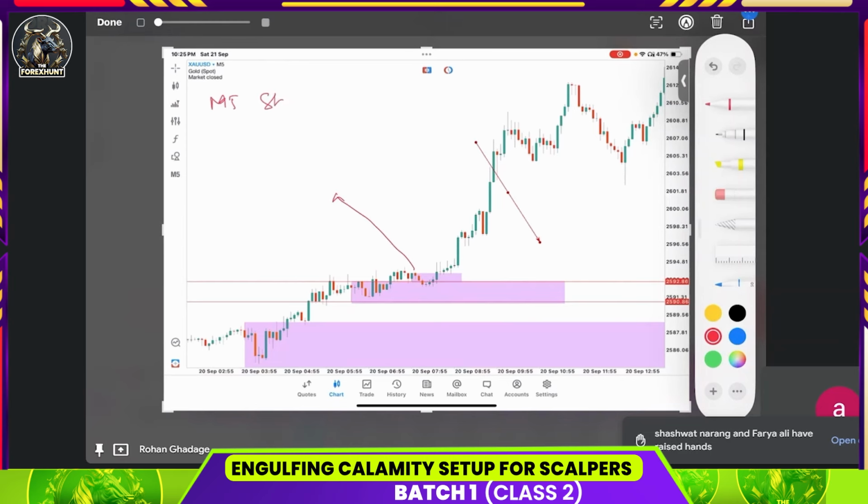M5 should be touching the box, touching M30. This M30 is D30, you can call it D30. Within this, you need it within the box. Is it clear? If it is forming here, don't trade.